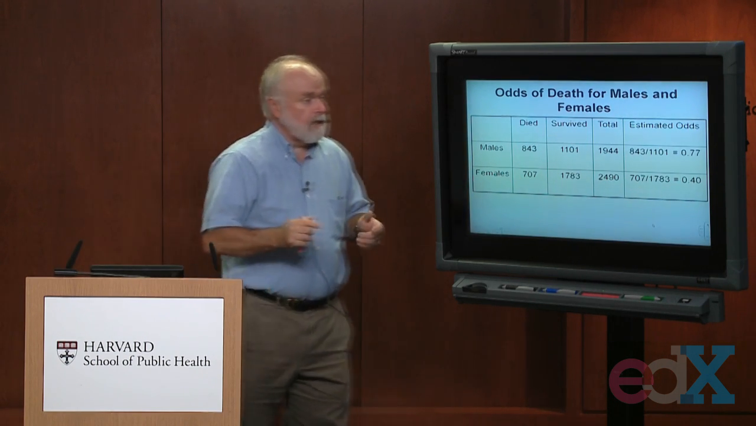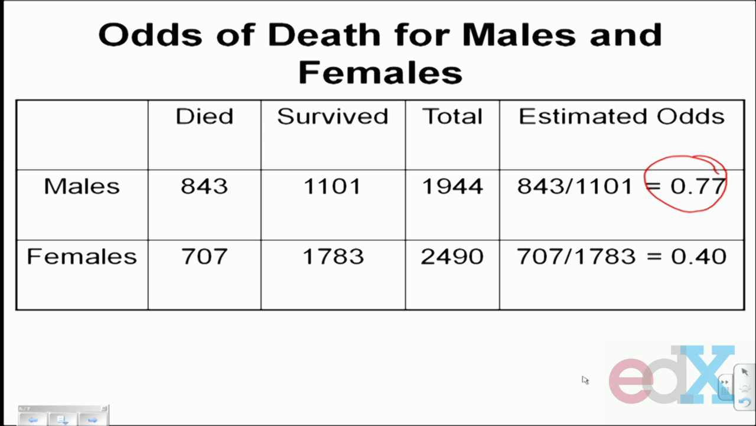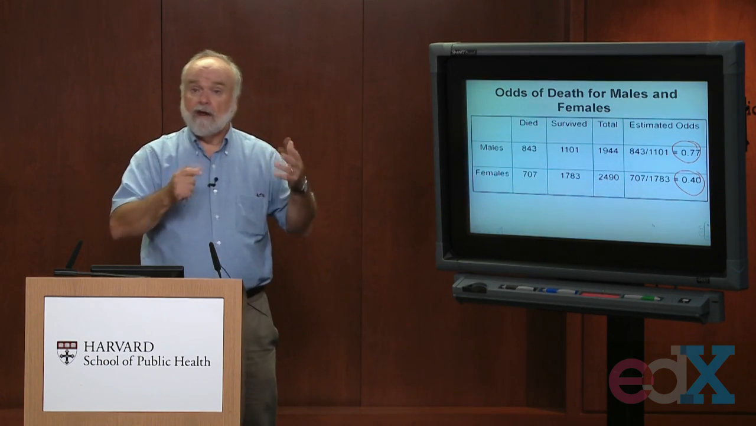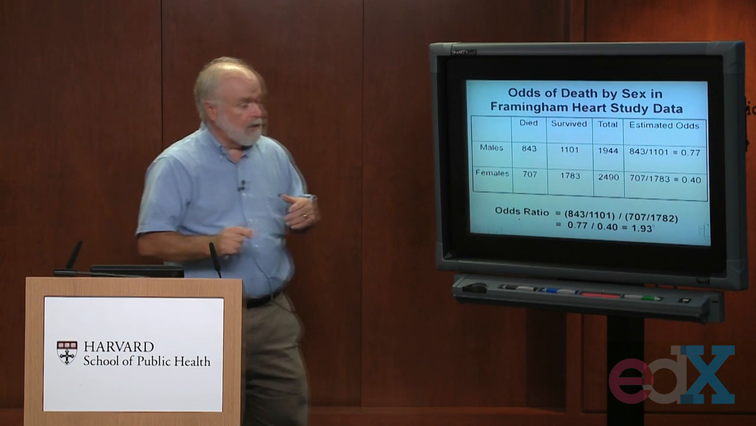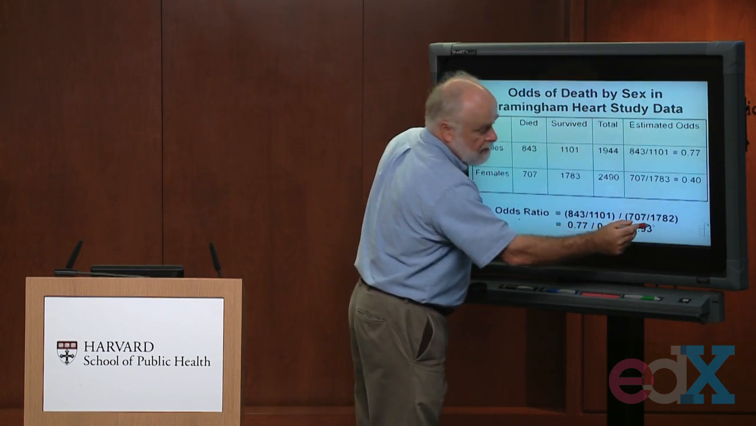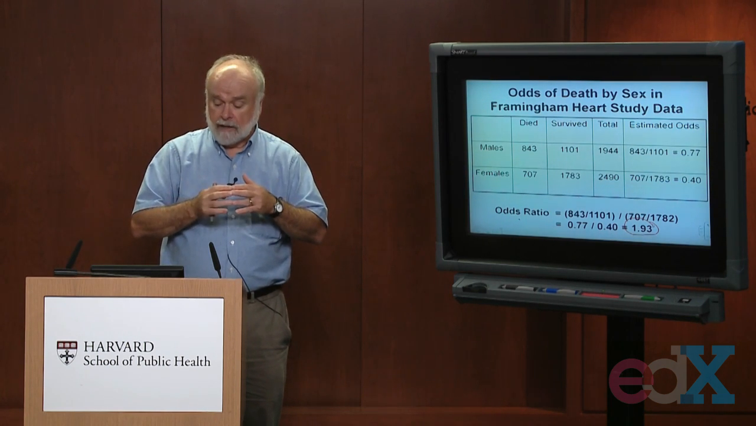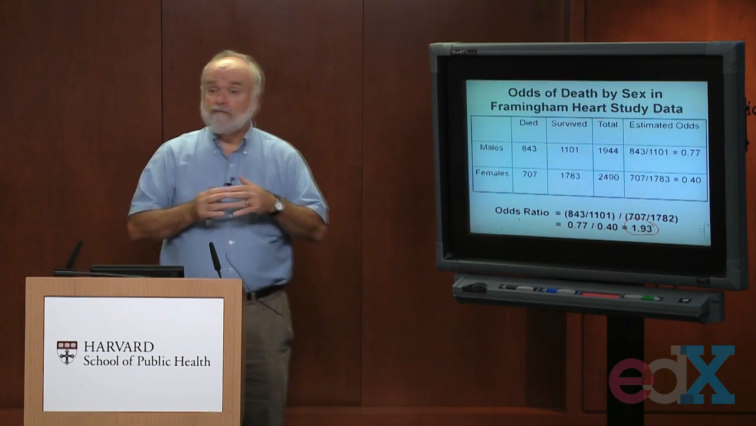Well, if you go through the calculation, that means the odds of dying for a male is 77%. The odds of dying for a female, a woman, is only 40%. You could build a measure of association by dividing one of those by the other, calculating the odds ratio. 77% divided by 40% gives you an odds ratio of 1.93. How we interpret that is we say the odds of dying for a male is almost twice as big as the odds of dying for a female. It's a ratio measure again. Well, hopefully that gives you some examples for calculating by hand odds ratios and risk differences.